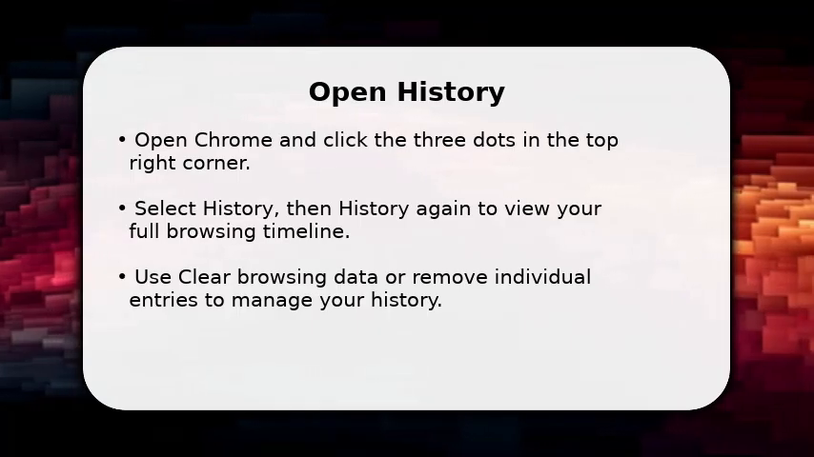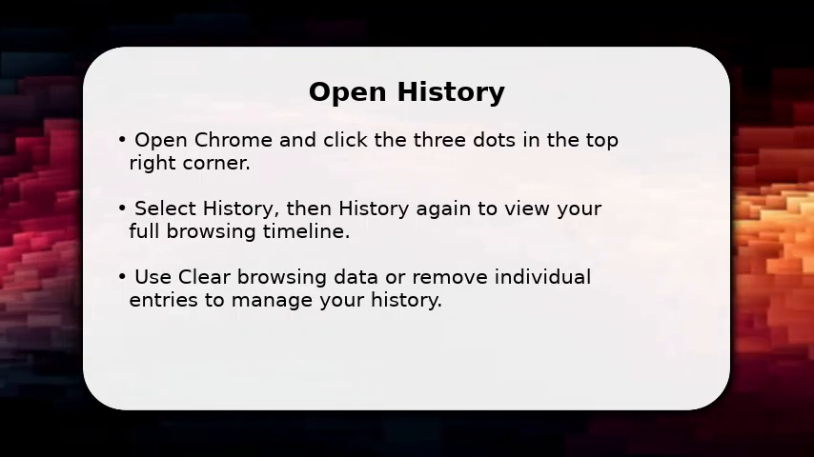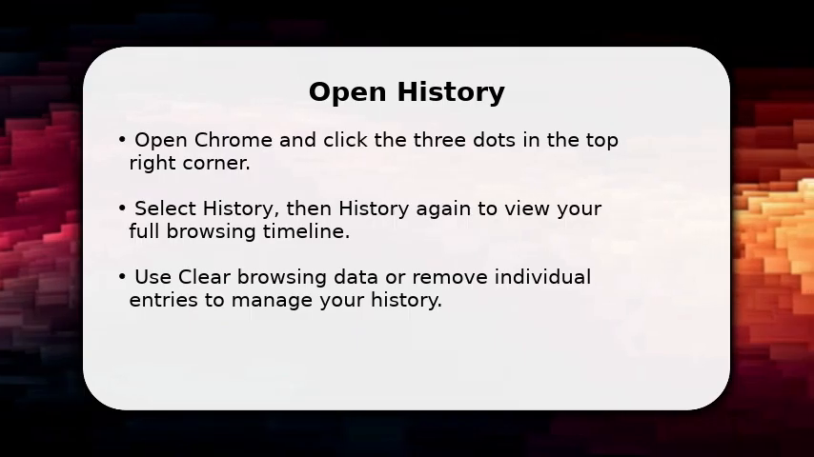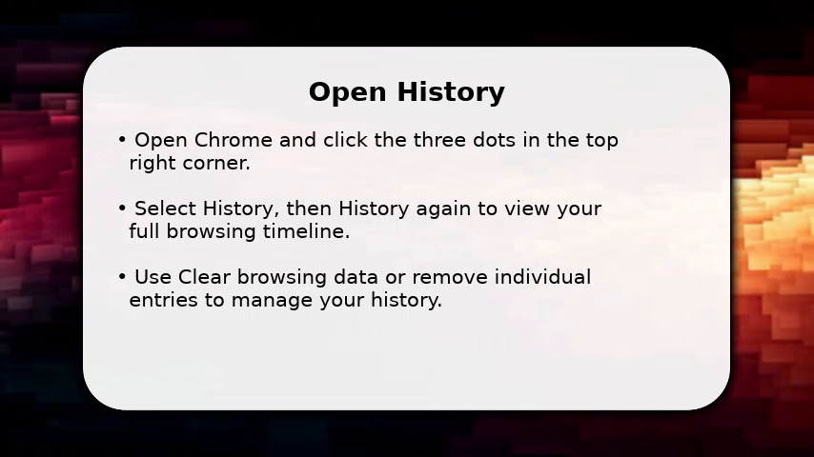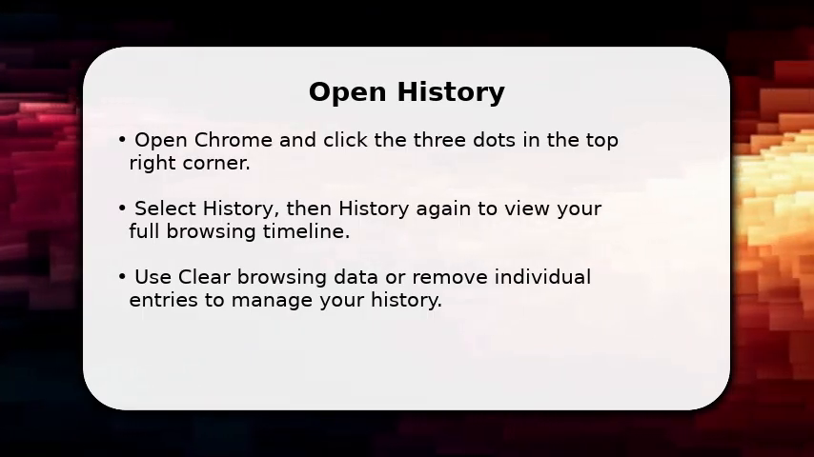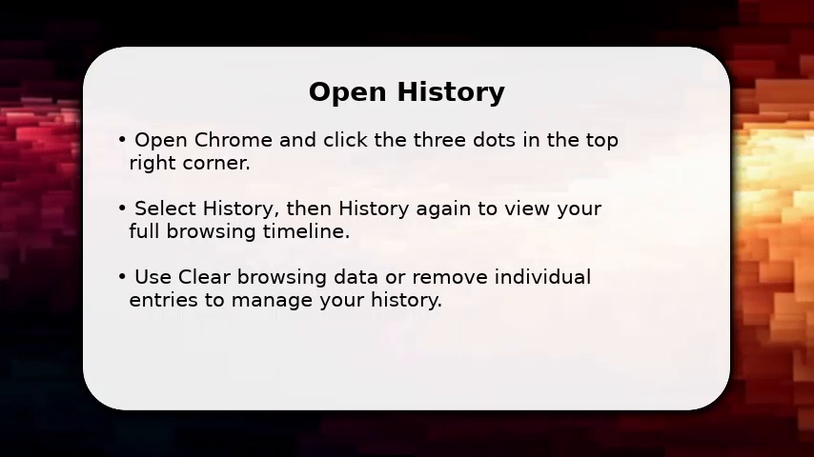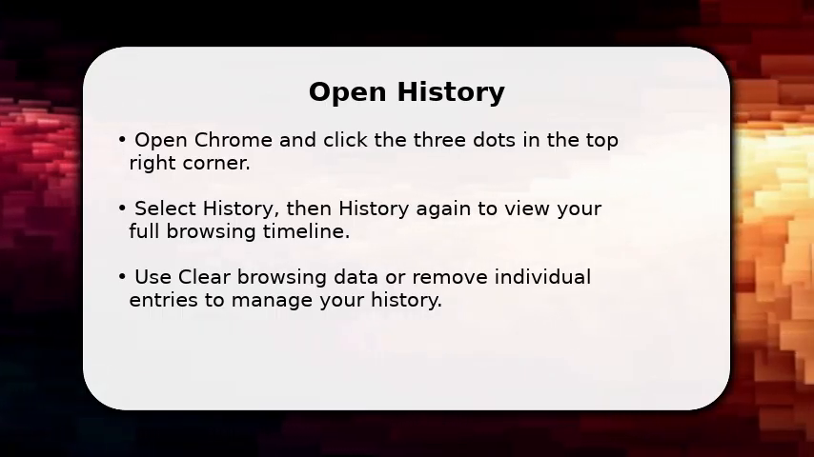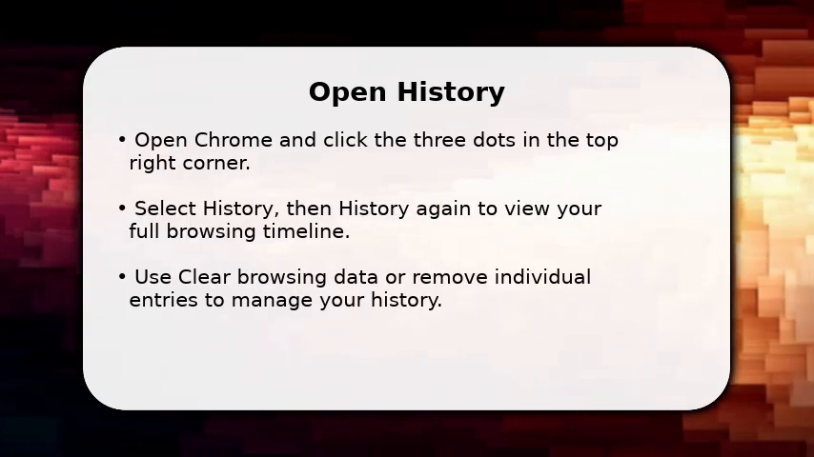In this video, I will explain how to remove Chrome history step by step. Open Chrome and click the three dots in the top right. Choose History, then History again to open the full timeline. Use Clear Browsing Data to remove recent history or select items to delete individually. Pick a time range and the types of data to clear, then confirm to finish. This process is quick and keeps your browsing tidy.